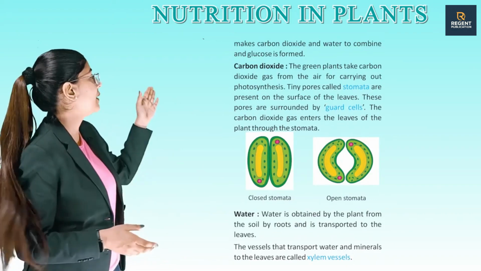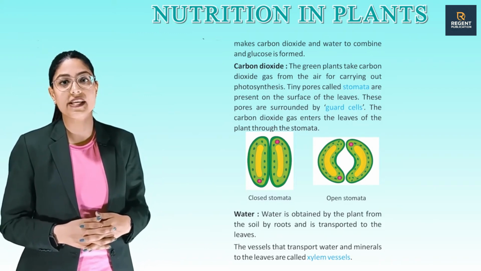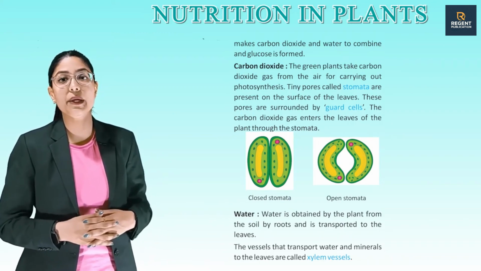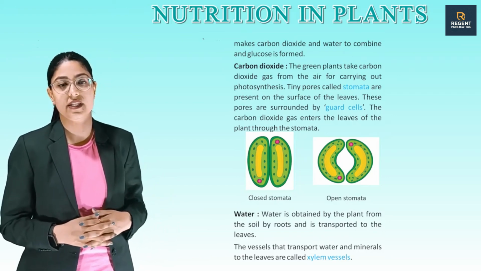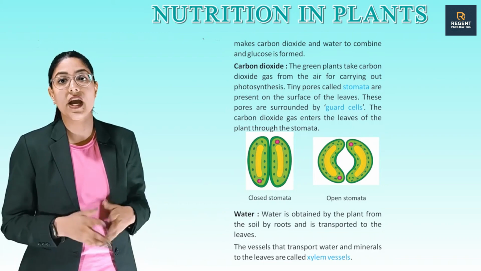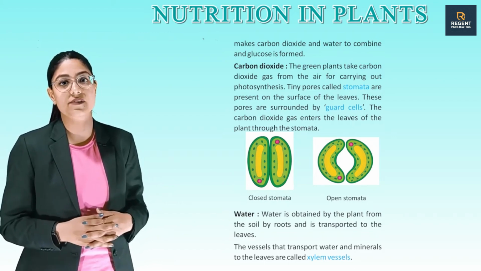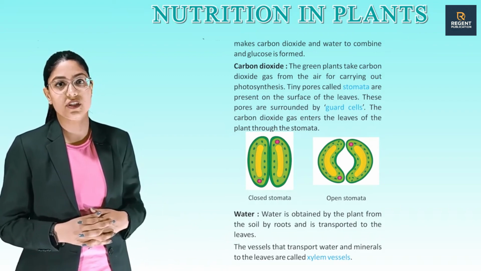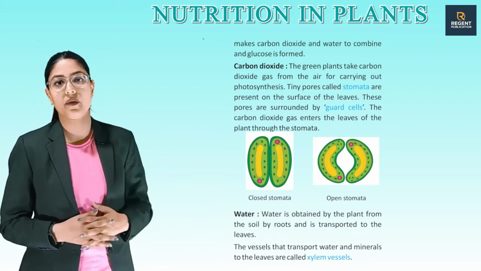Next is carbon dioxide. The green plants take carbon dioxide gas from the air for carrying out photosynthesis. Tiny pores called stomata are present on the surface of the leaves. These pores are surrounded by guard cells. The carbon dioxide gas enters the leaves of the plant through the stomata. See this picture. This is a picture of a closed stomata and this is a picture of an open stomata.